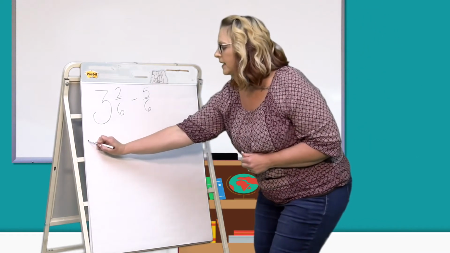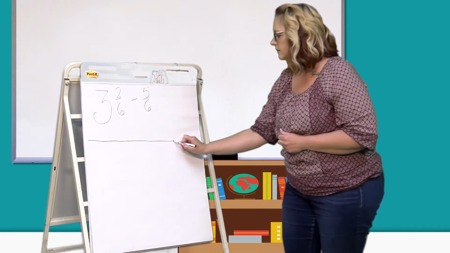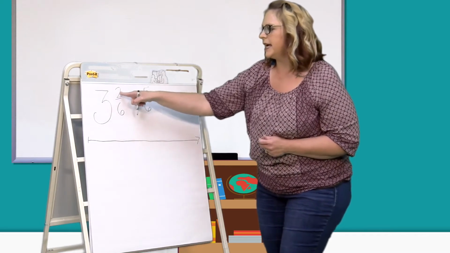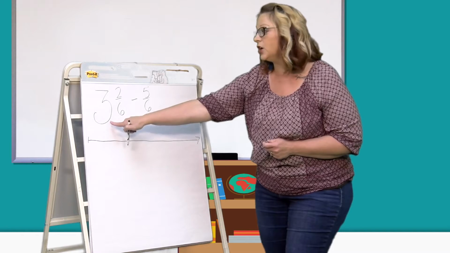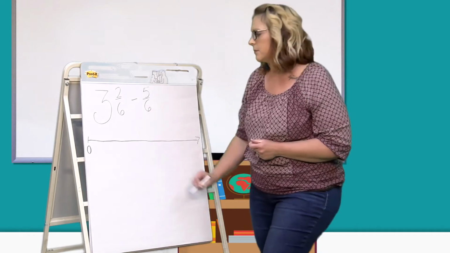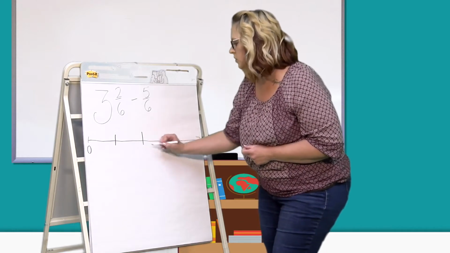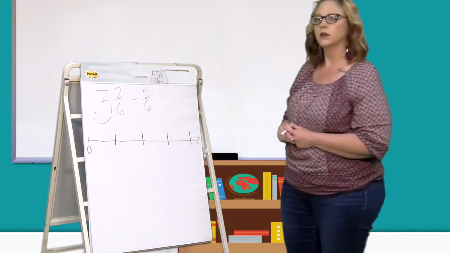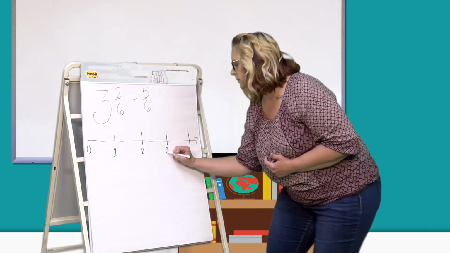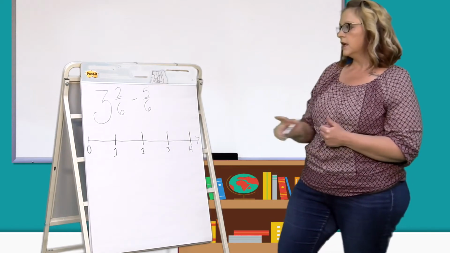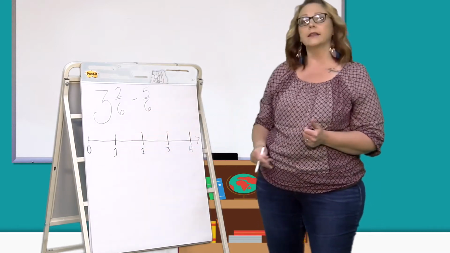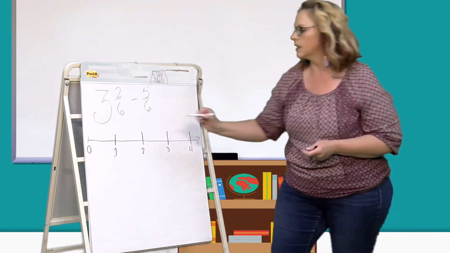So we're going to create our number line. And my fraction is 3 and 2/6, a mixed number. So I know I have more than 3. So I need to have more than 3 represented on my number line. 1, 2, 3, 4. Those are my whole numbers. And because my fractions are sixths, each whole number has to be partitioned into 6 pieces.